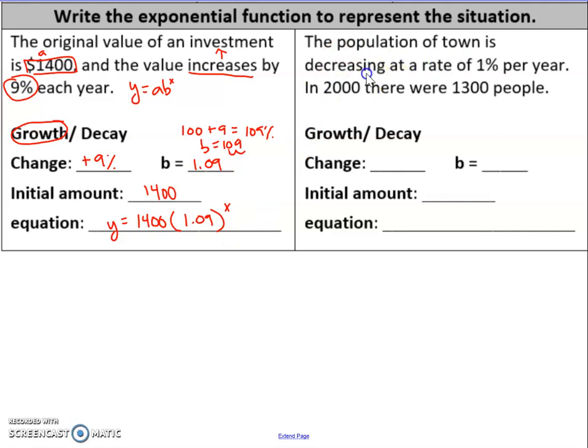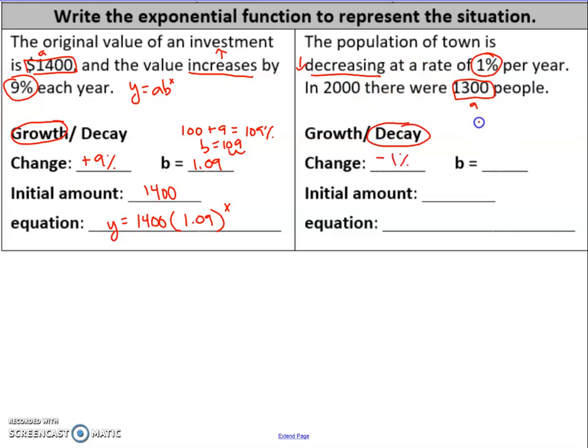The population of a town is decreasing at a rate of 1%, so we're going down by 1% per year. In 2000, there were 1,300 people. Okay, so this is my starting point. All right, so I'm decreasing, so that's decay. My change, I'm going down by 1%.